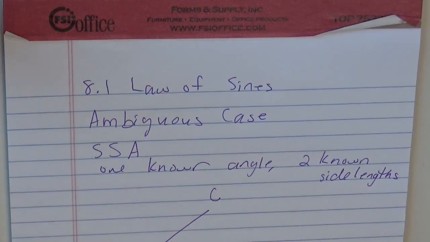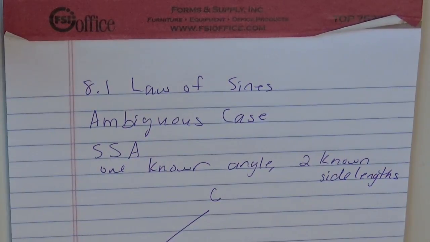We're ready to talk about the remaining portion of section 8.1. This material will be on your fourth module test. We had talked about the law of sines previously, and we saw how to use the law of sines to help us solve a triangle that had two angles known and one side known.